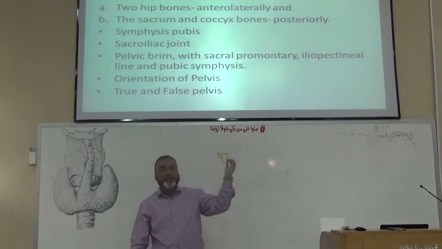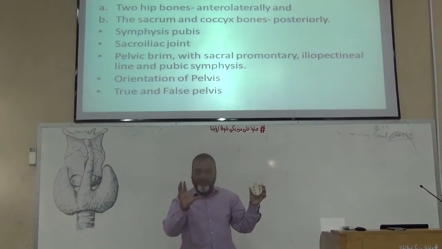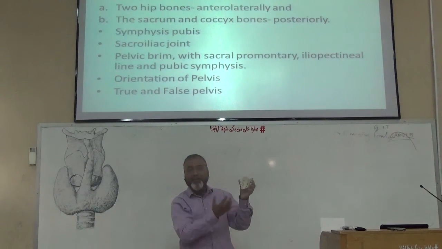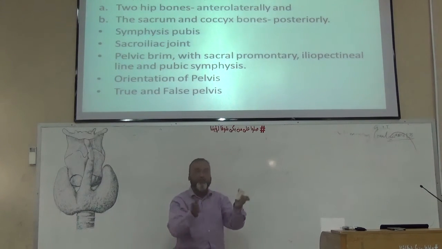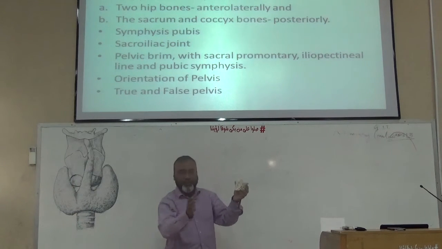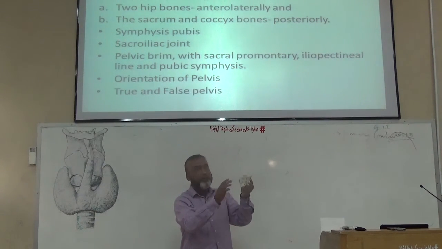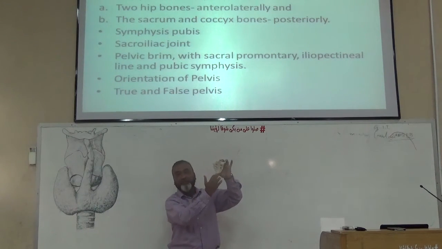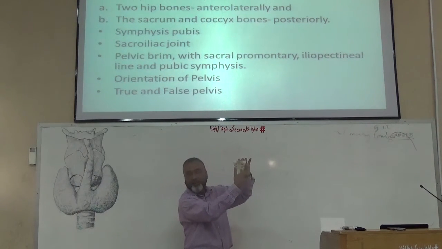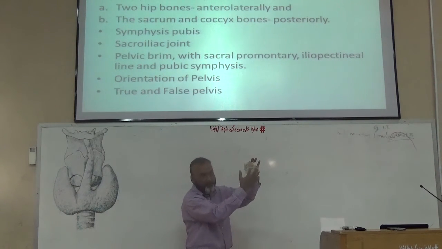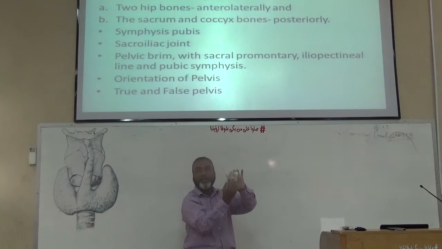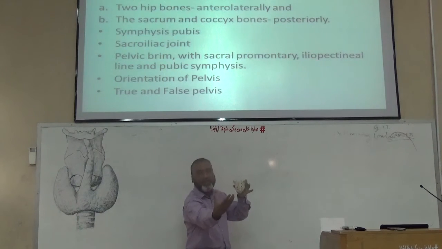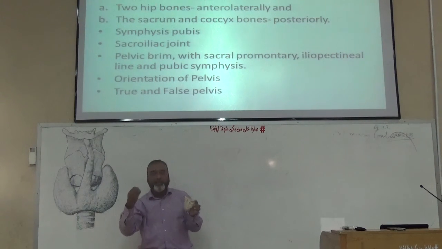Then we have the sacrum. The sacrum has 5 vertebrae, and between each vertebra there is a foramen. 5 sacral vertebrae, and between them there are 4 foramina on each side. They are named from this surface the anterior sacral foramina, and from the posterior they are named as the posterior sacral foramina.